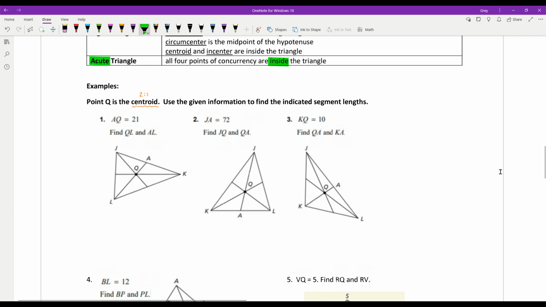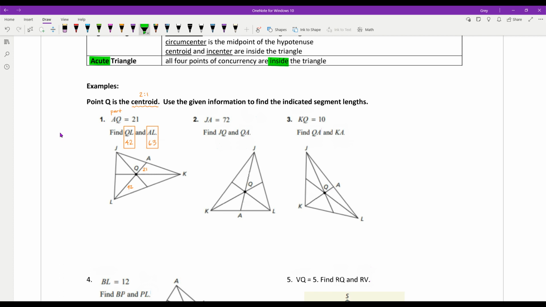So in this particular one, this first part, AQ, that is a part of a median. All right, and so that means I'm going to go label my picture. This is 21. And if that's 21, remember, it's always 2 to 1. So the short piece is 21, then the long piece is going to be twice that, which is 42. So I have to find QL. QL is that longer piece, so that's 42. And then I have to find AL, which is the whole thing. I'm going to add them together, and 42 plus 21 is 63.